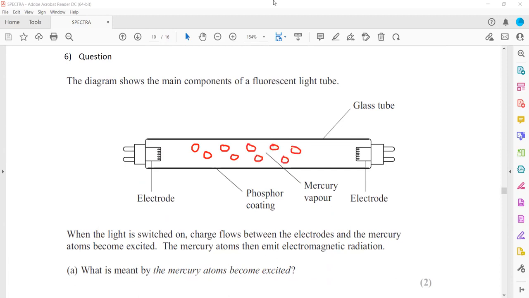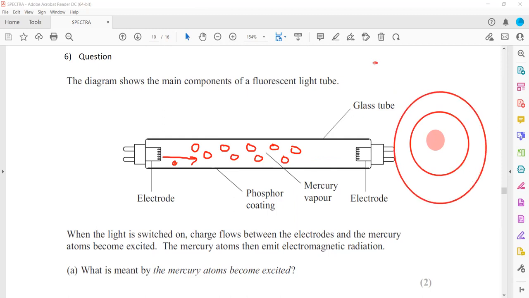So when we switch on, the electrons move from the negative electrode to the positive electrode, but on the way these electrons collide with the atoms. When they collide with an atom, they transfer their energy. Inside the mercury, a mercury atom also consists of a nucleus, and there are regions, energy levels.